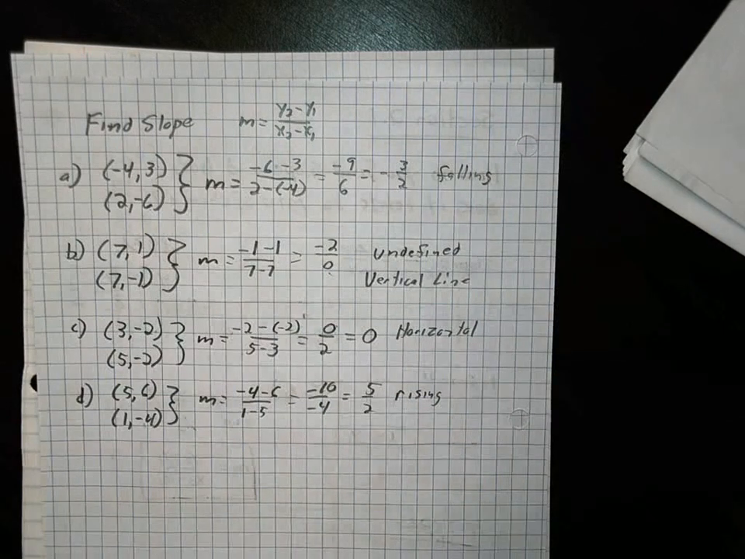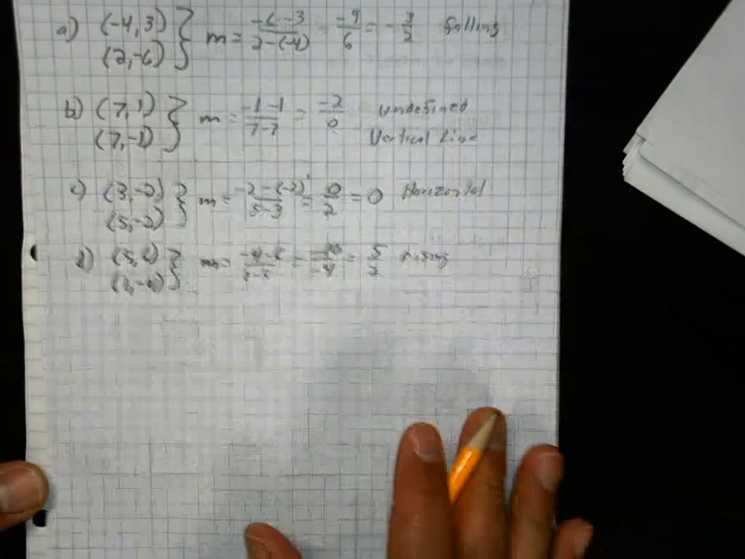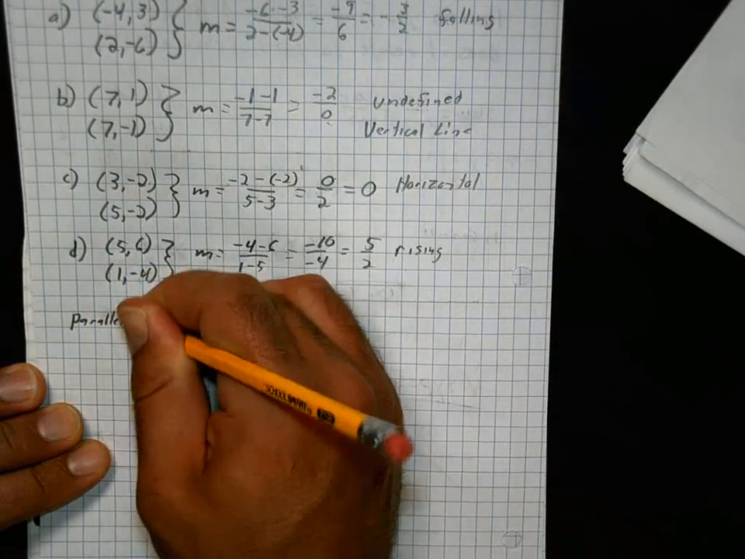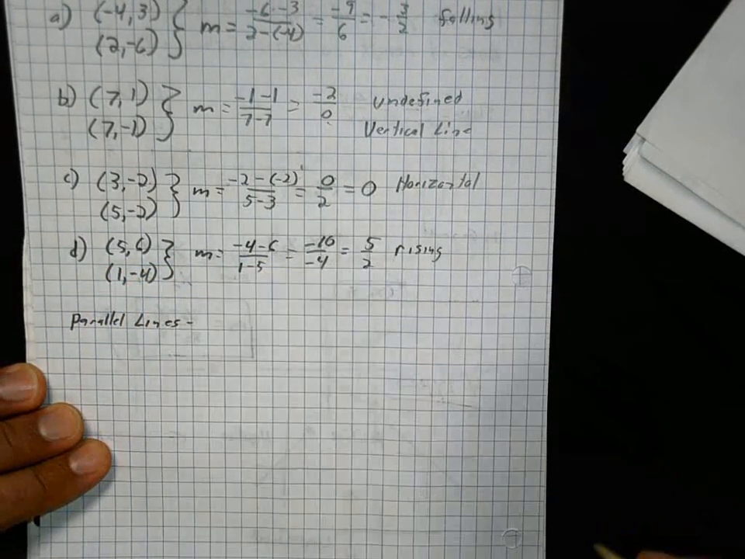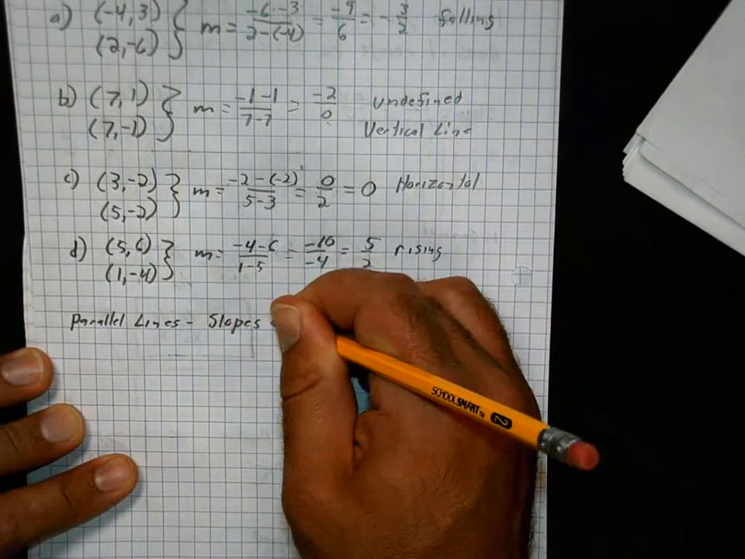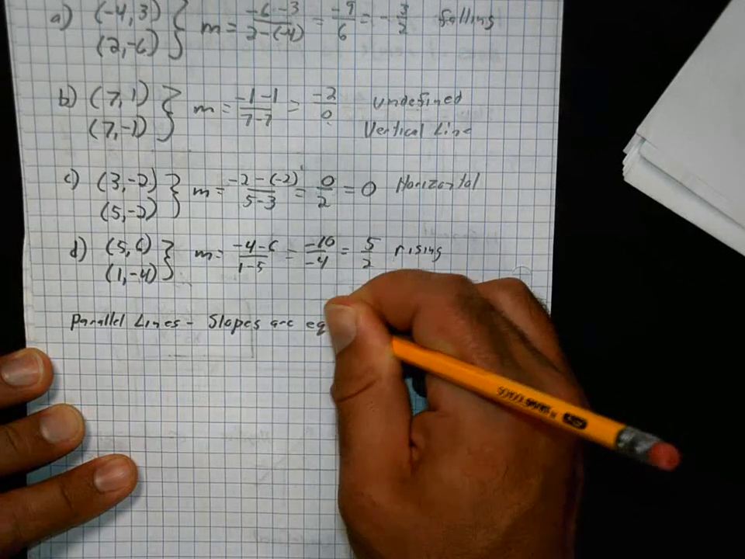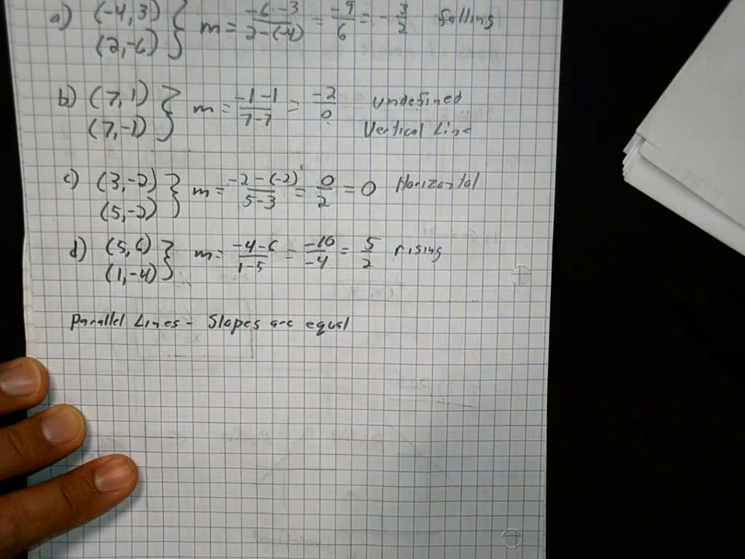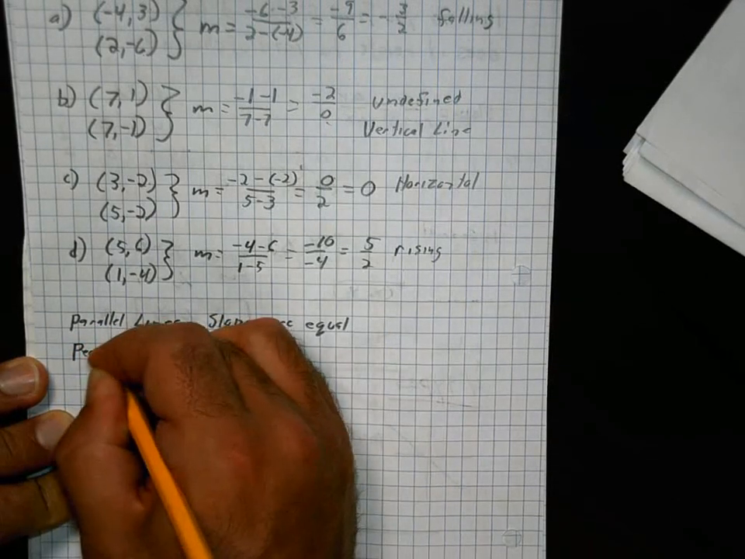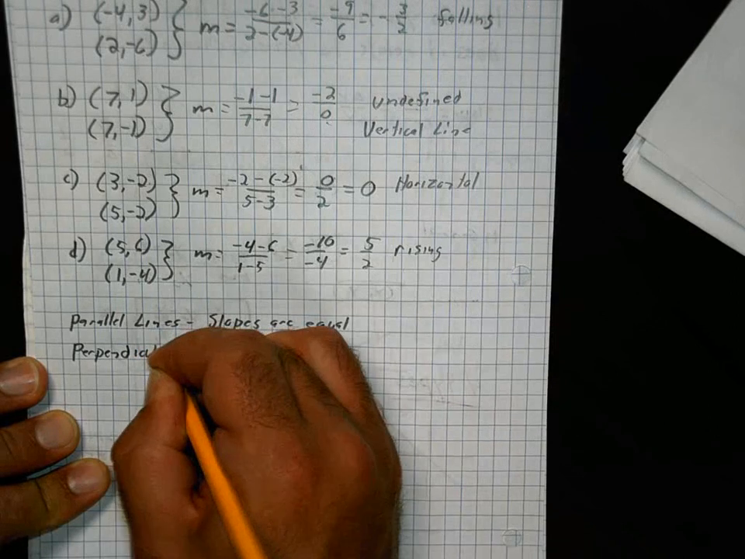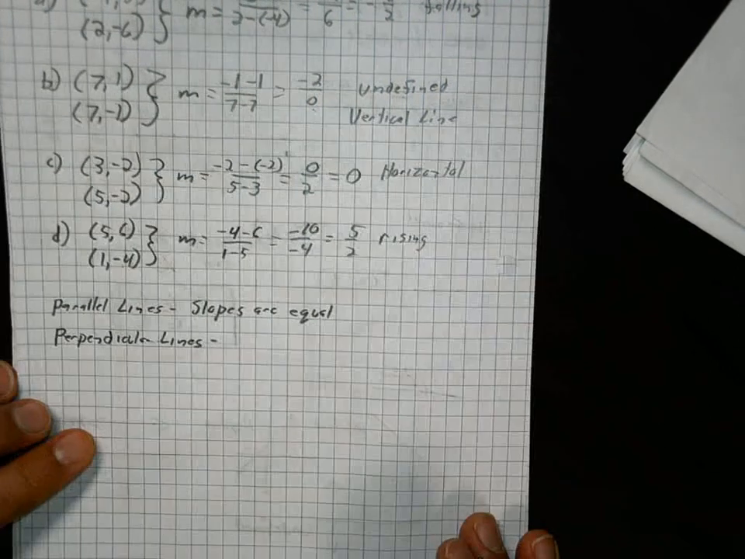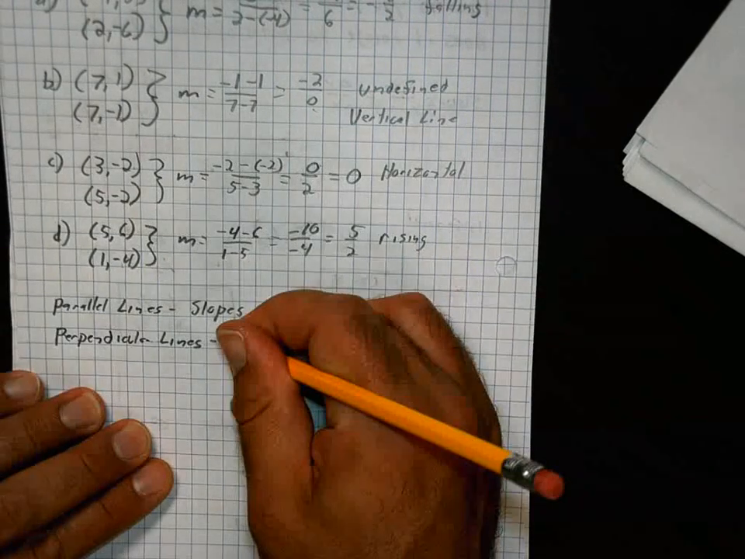Okay, so that's how we use our formulas to find slope. Parallel lines. For parallel lines, the slopes are equal. Versus perpendicular lines. Okay, the slopes are the negative reciprocal of each other.